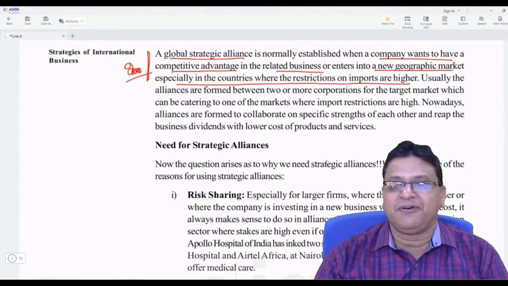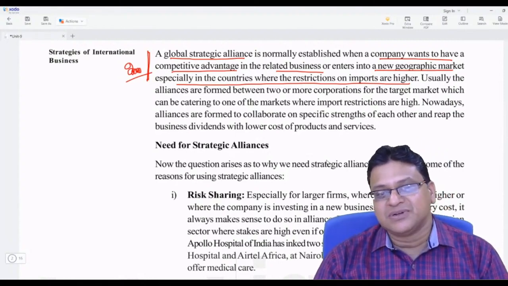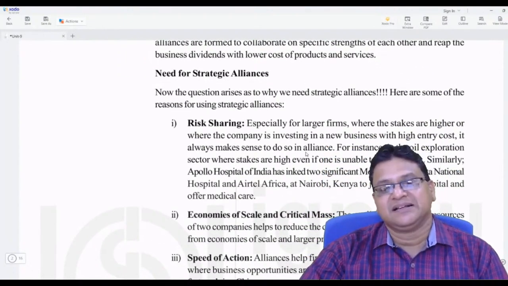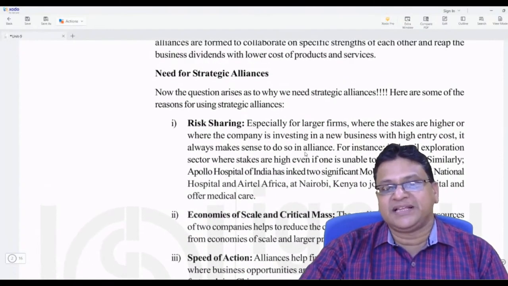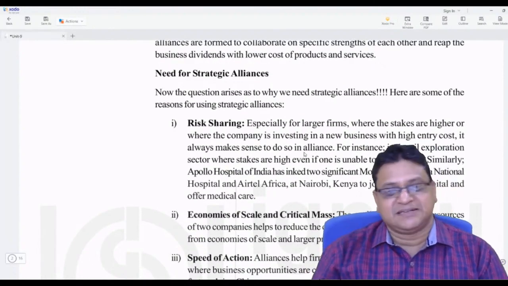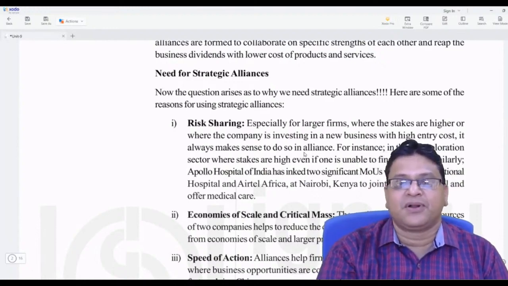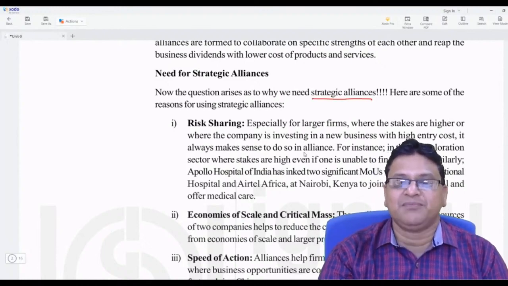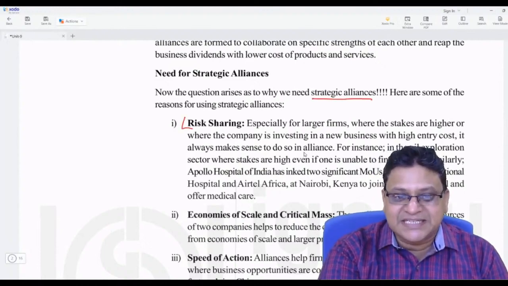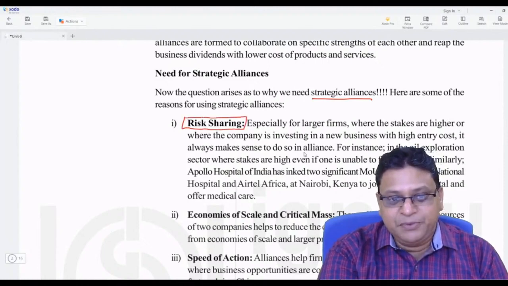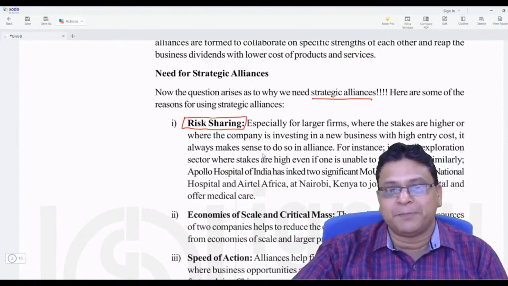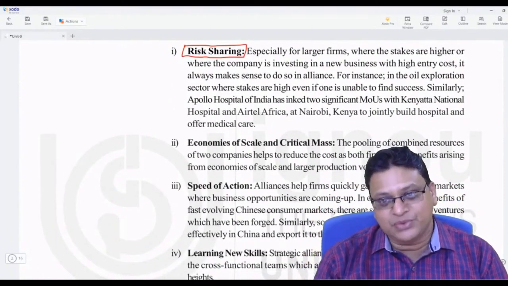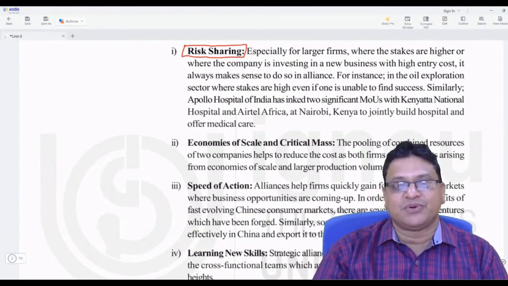So what is the need for alliance? Now we will discuss what is the need for alliance. Why is alliance at all necessary? So now the question arises, why do we need alliances? There are certain reasons for the creation of alliances. What are those reasons? First and most important reason is risk sharing. If you are a global company and you want to enter into a new market and you enter by yourself, the entire risk is yours.